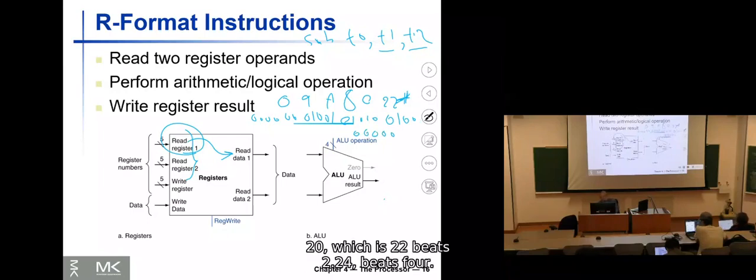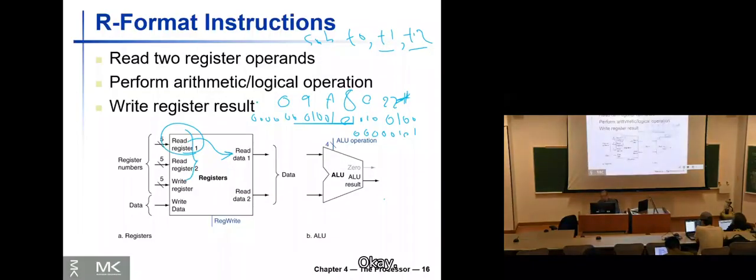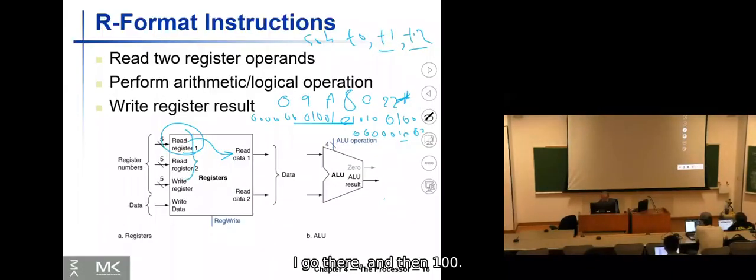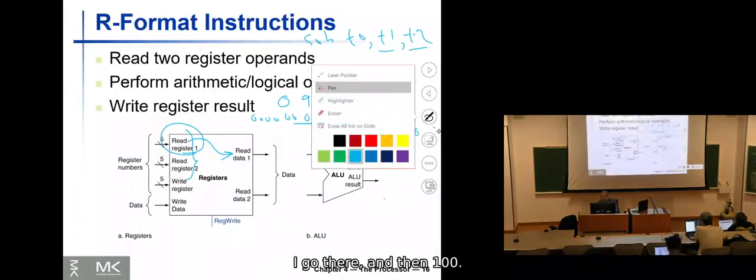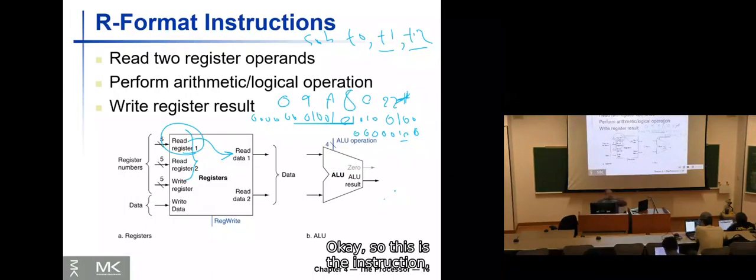So 22 is 2 bits 2 and 4 bits 4. Okay, 2 bits. 2 is this one, and then the next 2 is 0, 0, then 1, 0, 0. Okay, forgive me, please. It is very hard. Okay, so this is the instruction.